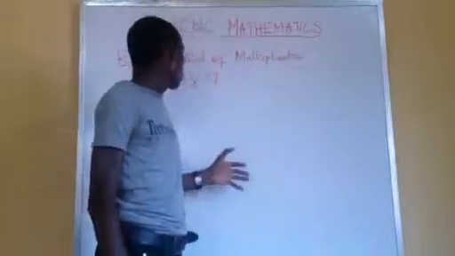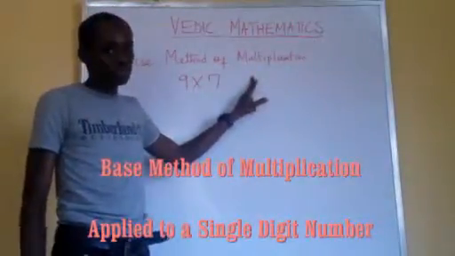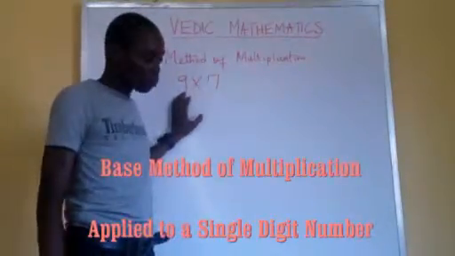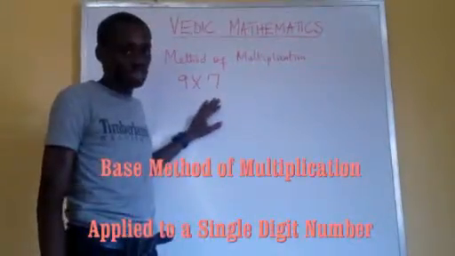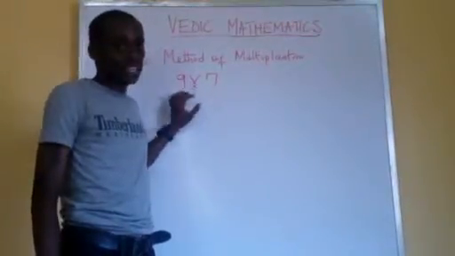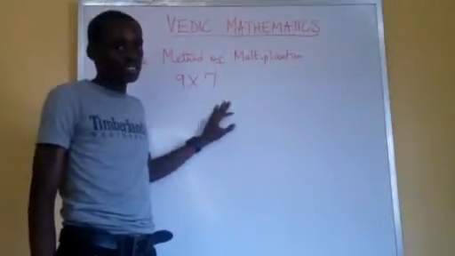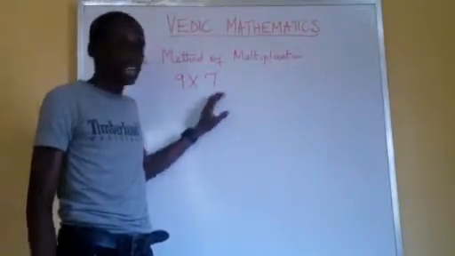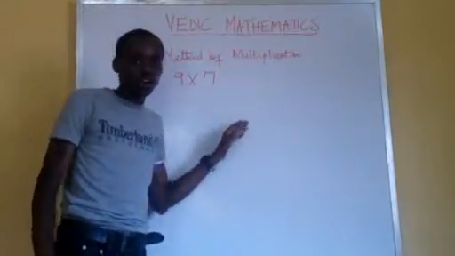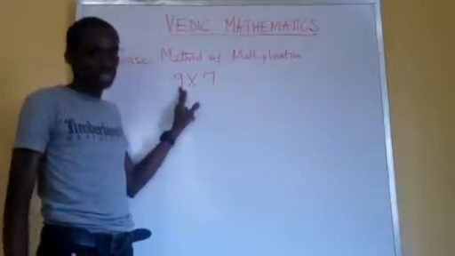So right away, we'll be looking at the base method of multiplication. Assuming you are given the numbers 9 and 7 to multiply together, and let's assume that you've forgotten that the answer is 63. There is a short method that can be used to get the answer. All you need to do is look for the closest base to 9 and 7. The closest base is 10.